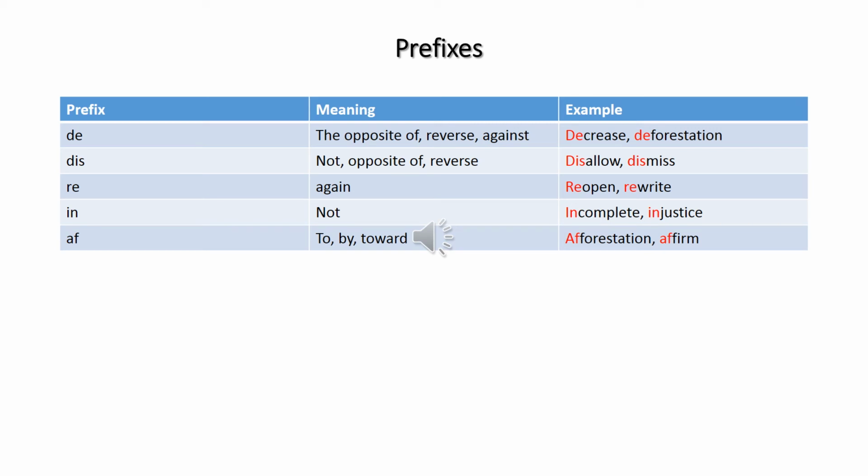The prefix in means not. For example, incomplete. Complete means perfect or whole or something is finished. Incomplete is another word with another meaning. Incomplete means it is not perfect, it is not finished, or not whole.